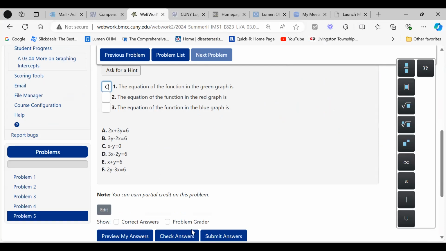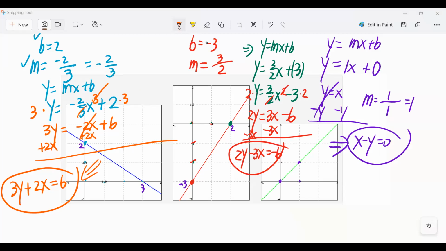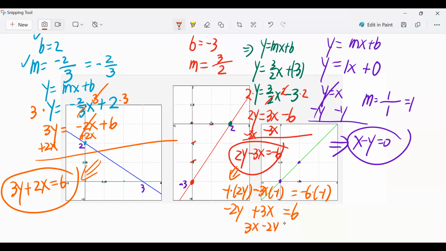Because we gotta do the opposite, right? And put that here. We're gonna multiply everything by -1. So here, multiply everything by -1. -1 times 2y, minus 3x times -1, or -6 times -1. Then we're gonna get minus 2y plus 3x equals 6. Now we write the x term first, 3x minus 2y equal to 6. And then that becomes an exact match.